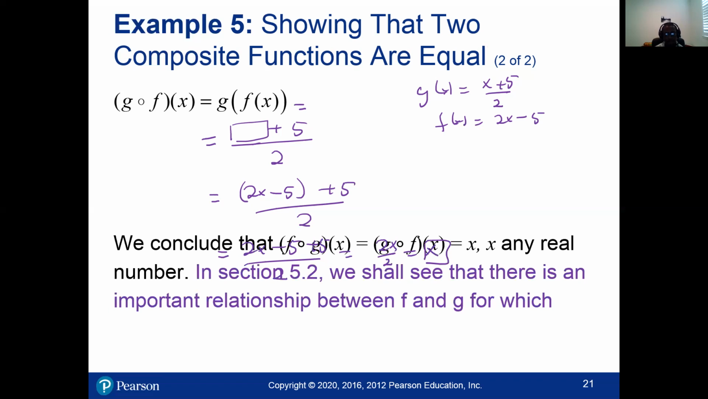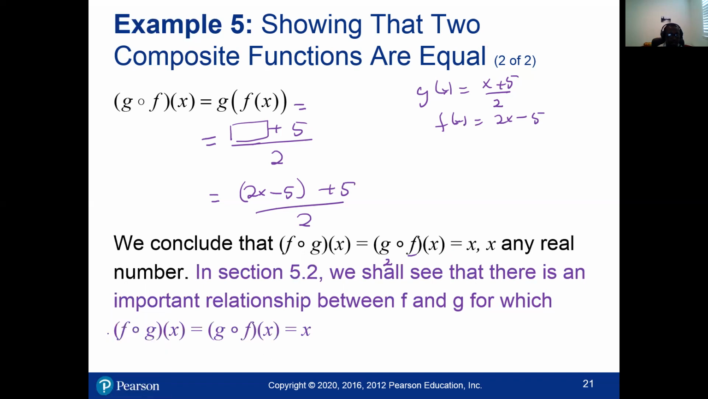So we conclude that f of g of x and g of f of x are both equal to x, and x is any real number. In section 5.2, we shall see that there is an important relationship between f and g for which this is true.